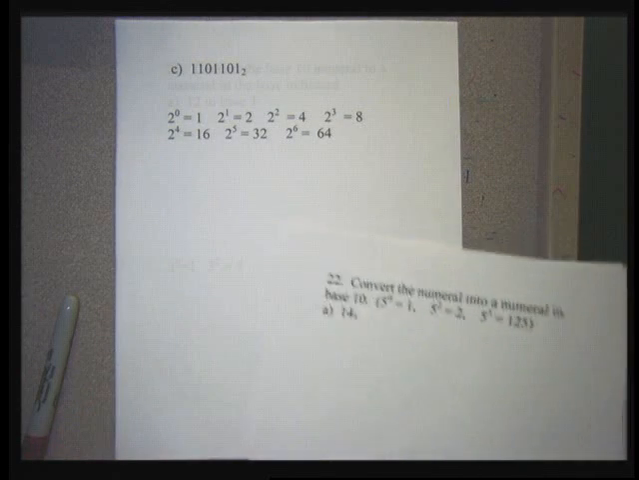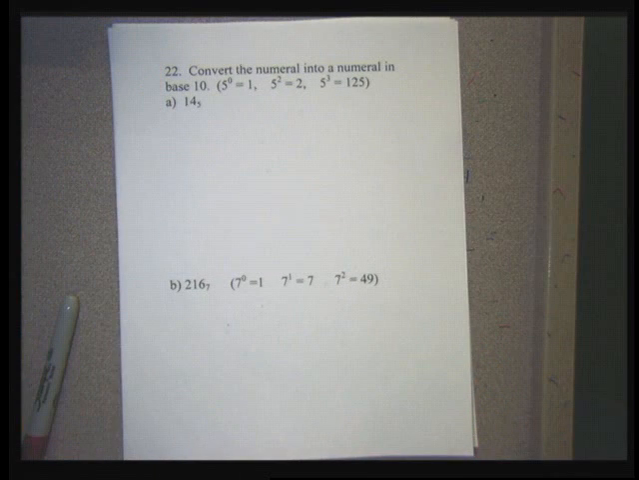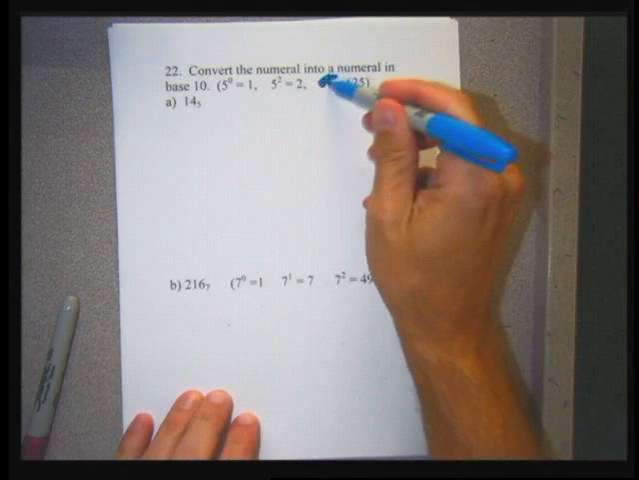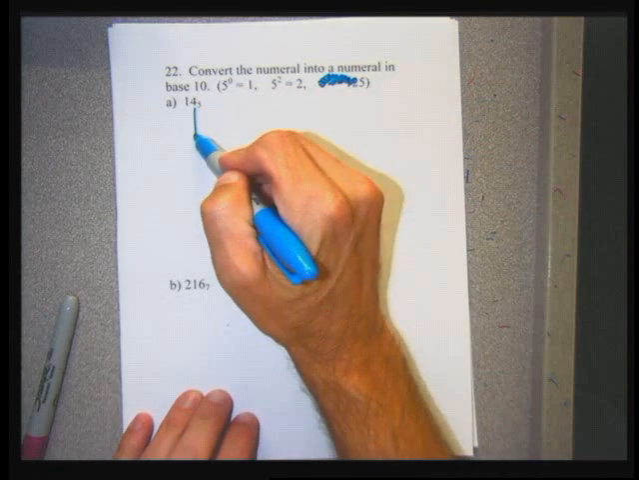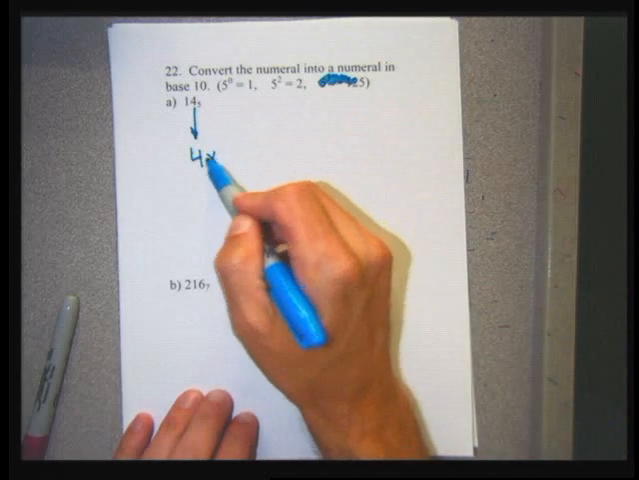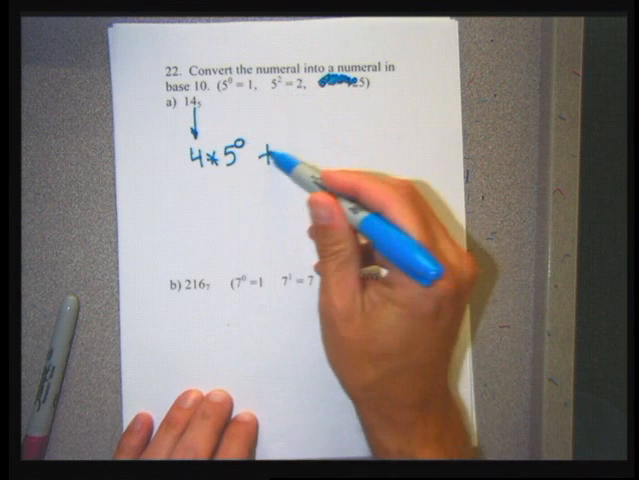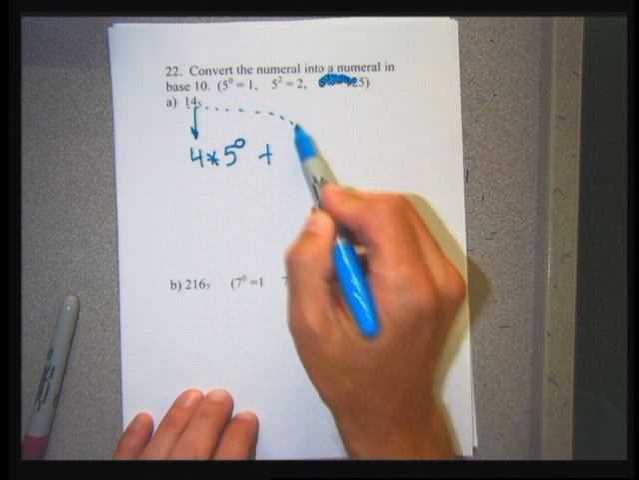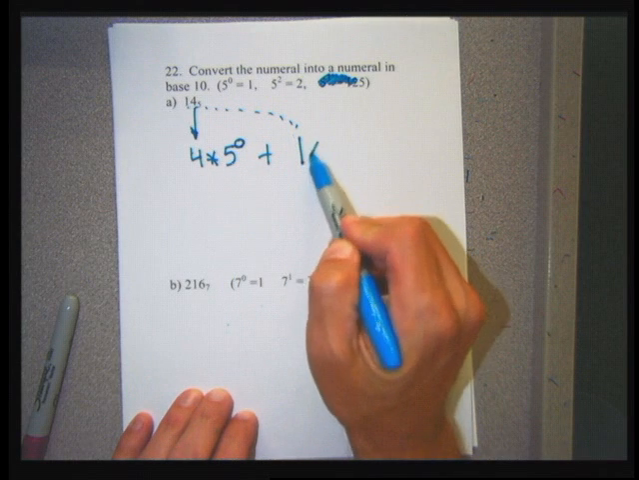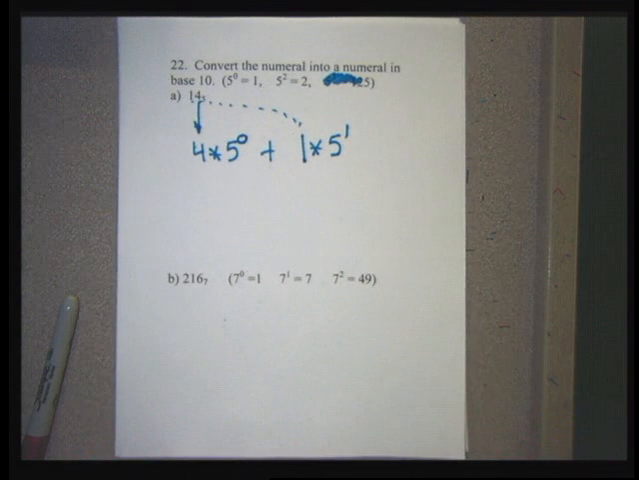Next problem is converting from bases into base 10. The first problem has 14 base 5, and in order to do this, I start with the last number, 4, multiply it by the base, which is 5, and I start off with a 0 exponent. Then I put a plus sign, and then I take the first number, going backwards, which is 1, and multiply it by the base, and then I increase my exponent from 0 to 1. So this is going to be 4 times 5 to the 0 plus 1 times 5 to the 1.